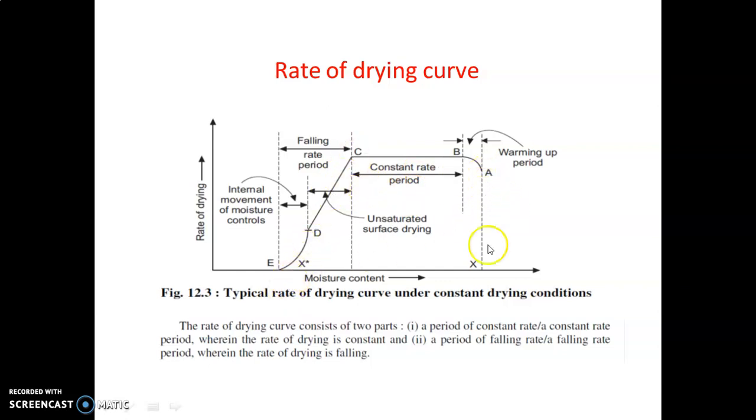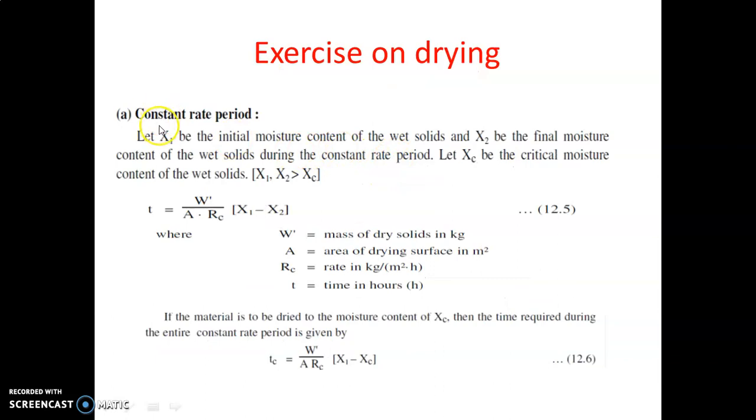The constant rate period starts from this point, from moisture content X, and ends at point C. So AC is known as the constant rate period, and the other segment is known as the CE segment, which is the falling rate period. There is another video clip prepared for part two. Today we will discuss only part one, which is the constant rate period.